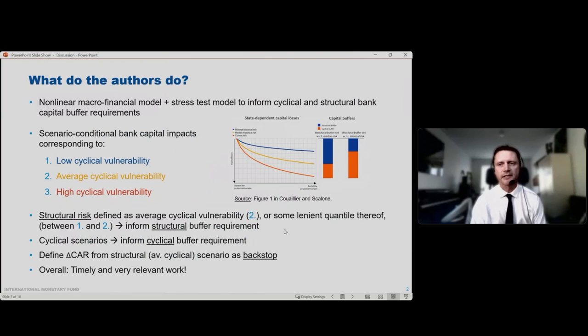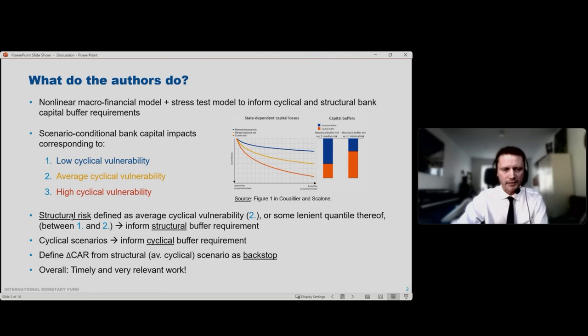On this first slide, I'm briefly summarizing what the authors do. I think I can almost skip this because it was very nicely explained just a moment ago by Valerio. This is about the idea to combine a nonlinear macro-financial model with a stress test model machinery to inform cyclical and structural bank capital buffer requirements. We've just seen this figure one from the paper, which has these different lines: blue, light orange, dark orange, corresponding to the capital impacts resulting from different initial levels of cyclical vulnerability or risk, as the authors call it.